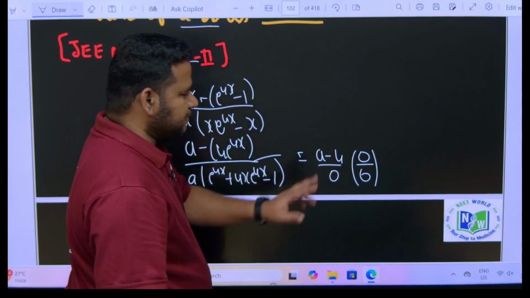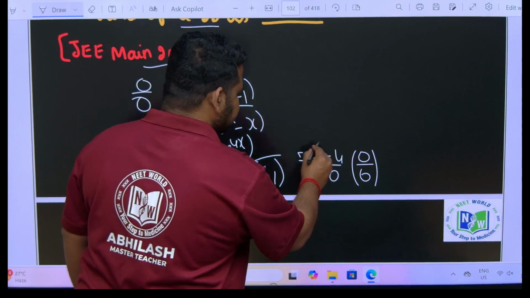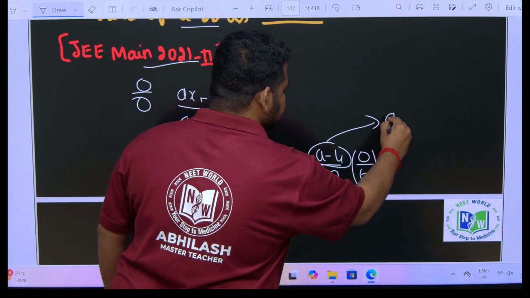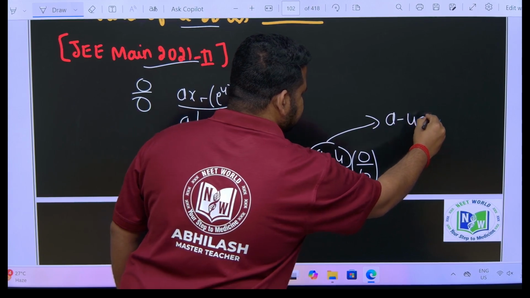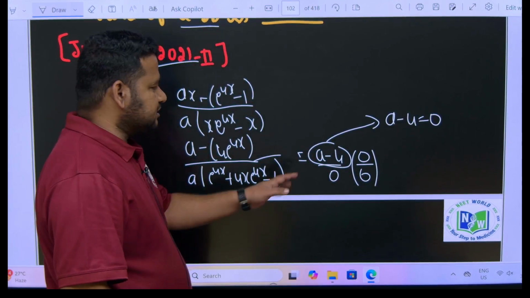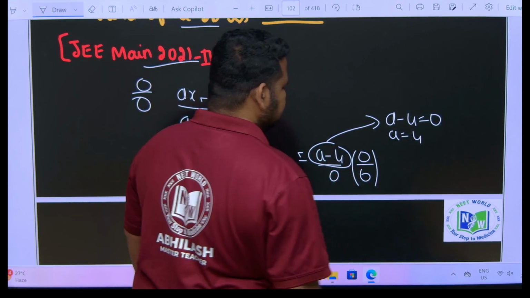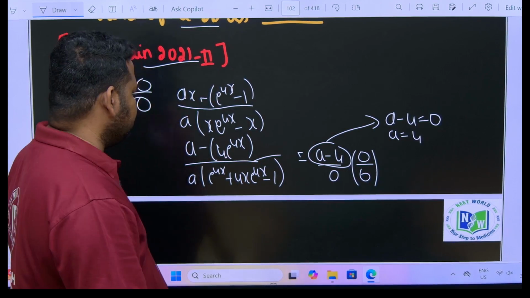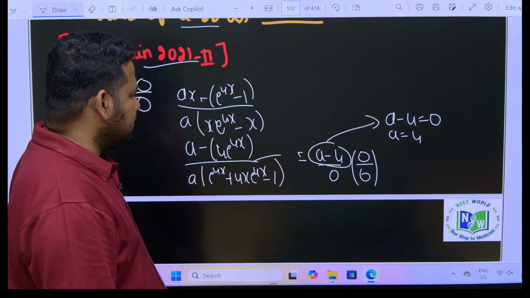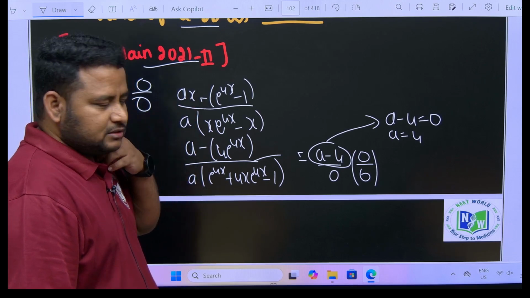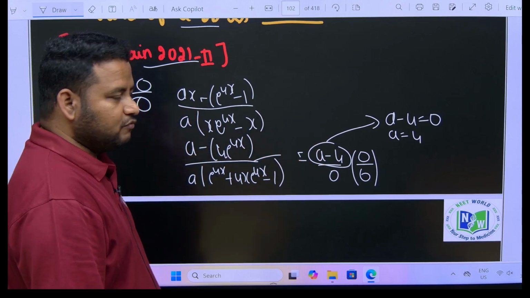For this to be 0 by 0 form, what should it be? This a minus 4, this value should be equal to 0. A minus 4 should be equal to 0. Correct now? That means a is equal to 4. Now, when a is equal to 4, what is the value of b? Now let us see.